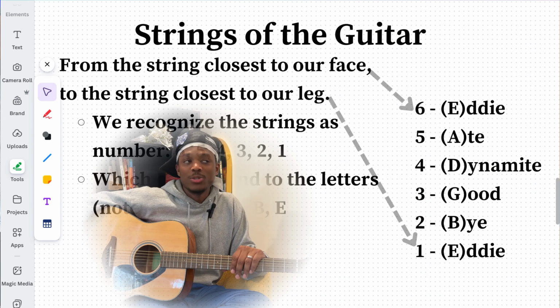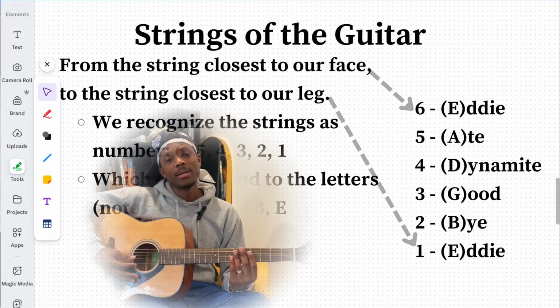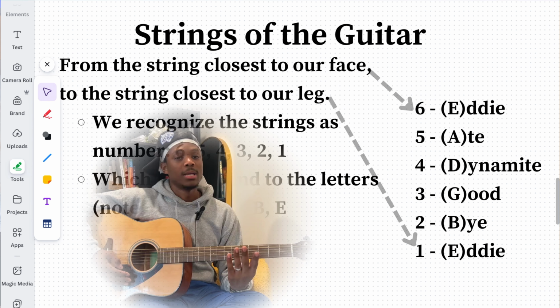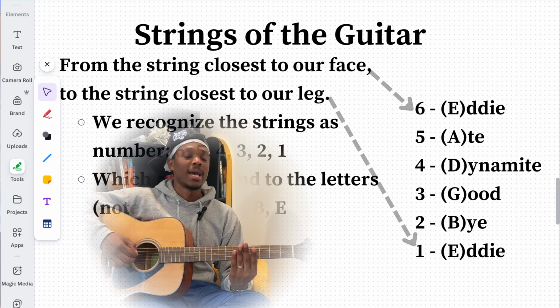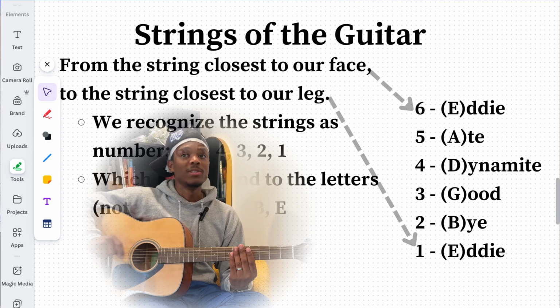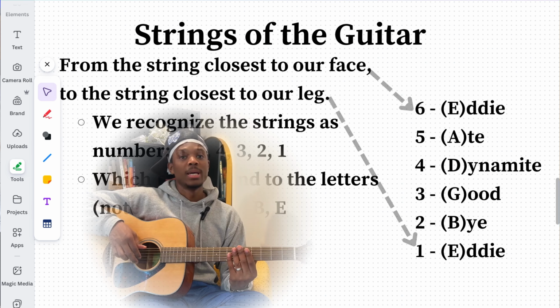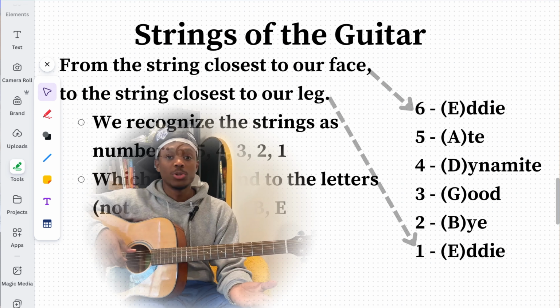Our mnemonic device to remember the letters of standard tuning on our guitar strings are Eddie, Ate, Dynamite, Good, Bye, Eddie. I'm gonna say it again. Eddie, Ate, Dynamite, Good, Bye, Eddie. So if you just take the first letter of each of those, you will notice what string you're playing. So this is E, this is A, this is D, this is G, this is B, and this is E. Those are the strings of the guitar.